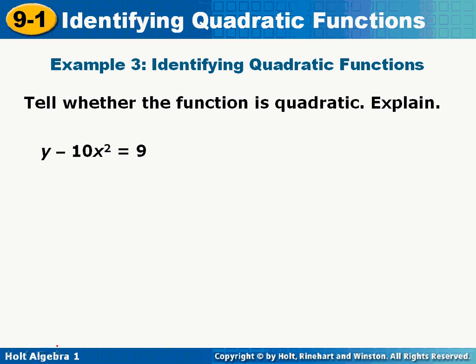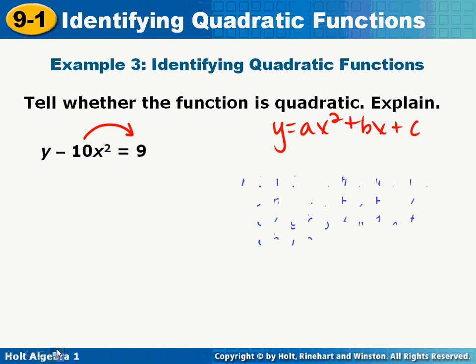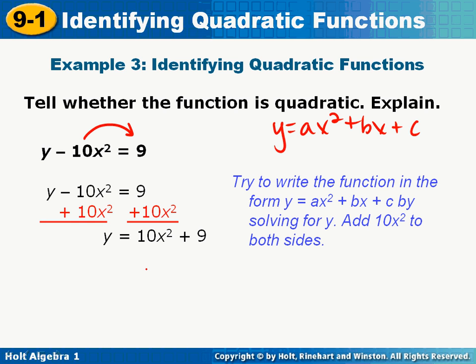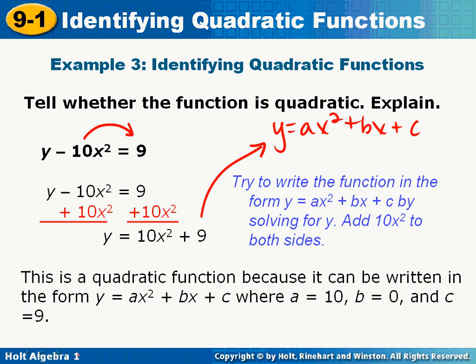Okay, number 3, you have to be able to put it in the form y equals ax squared plus bx plus c. Well, this 10x squared is on the wrong side, but I could add it to the other side. And when I add it to the other side, I get 10x squared plus 9. It's now in the correct form, and since it's in the correct form, we can say that it is a quadratic function. a is 10. There is no b, so b is 0, and c is the number on the end, which is 9.